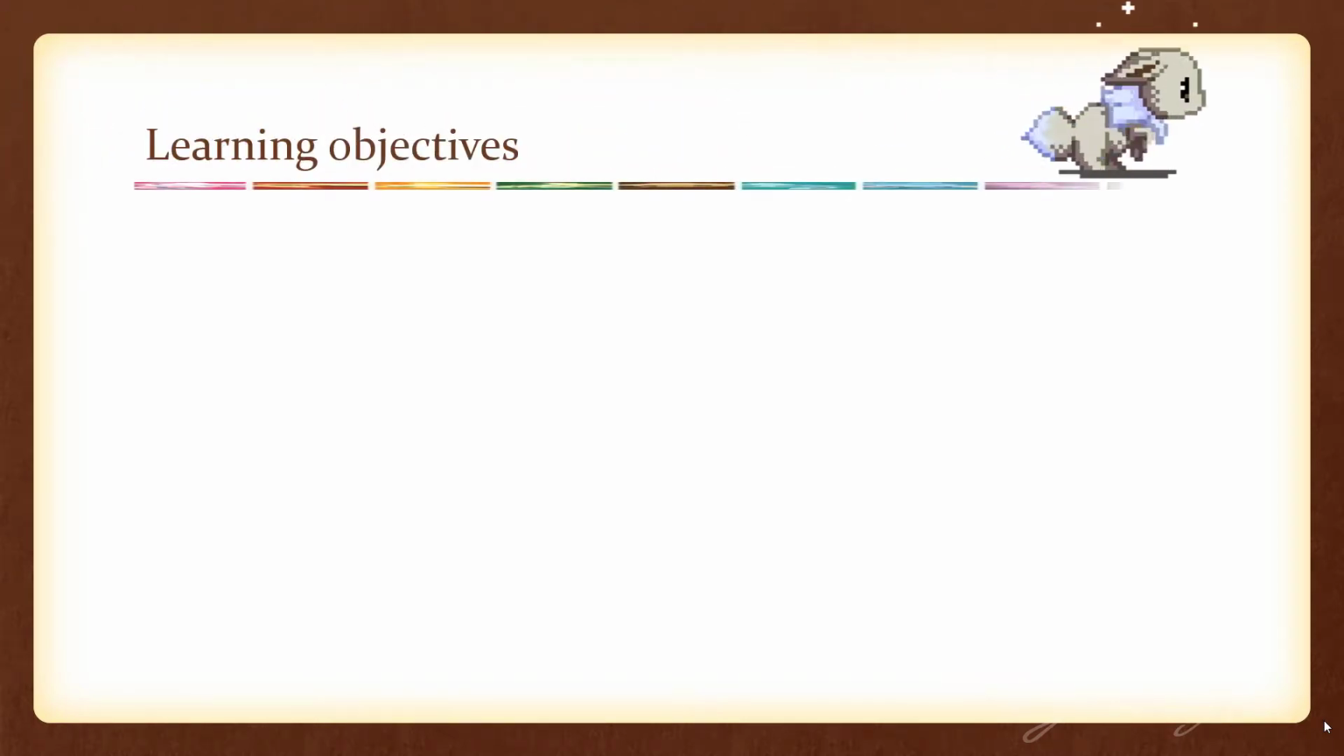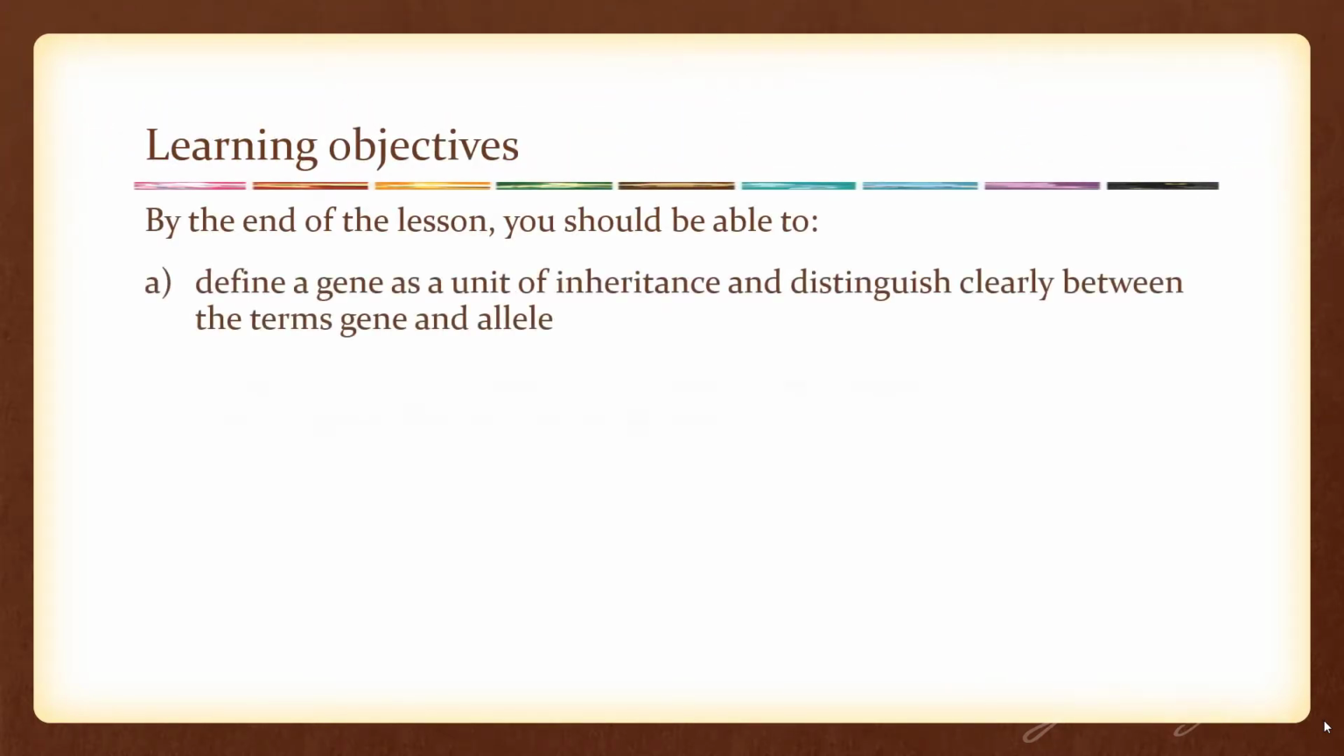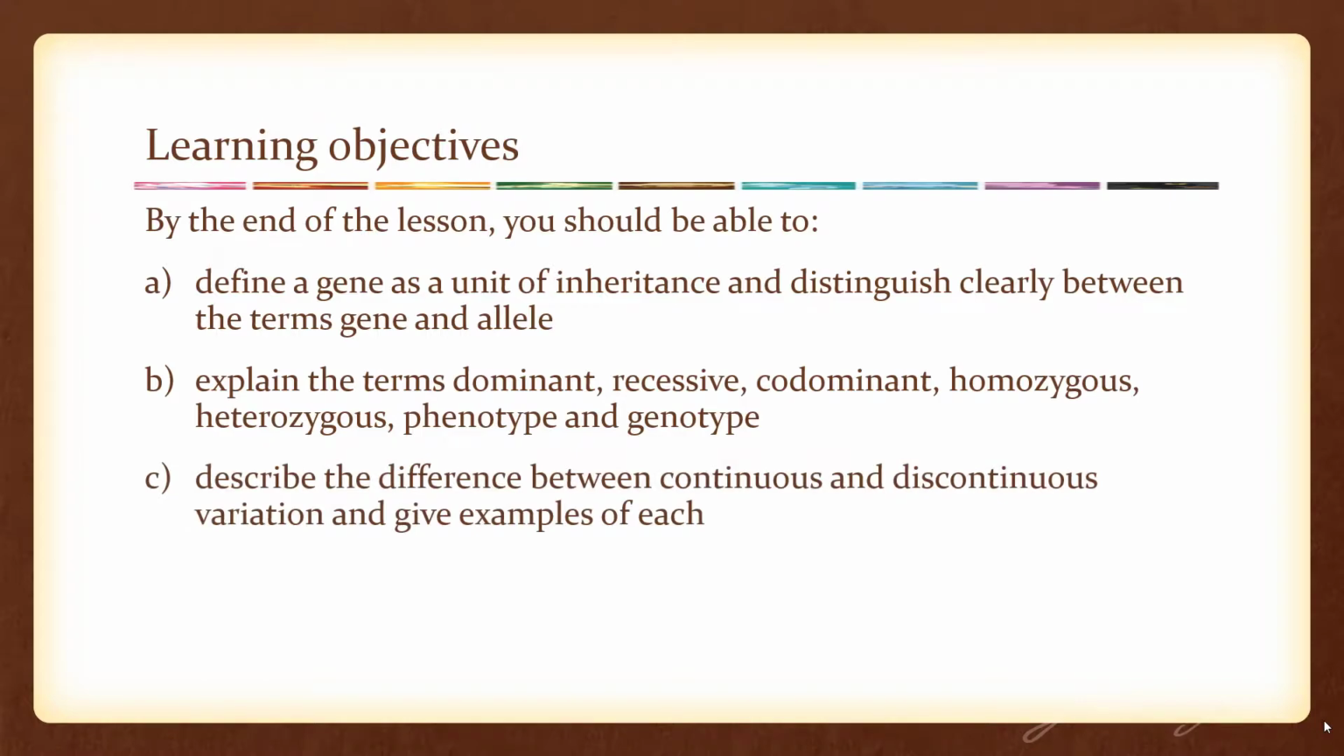By the end of this lesson, you should be able to distinguish between a gene and an allele, explain what some of the terms mean, as well as describe the difference between continuous and discontinuous variation, and give some examples of each.